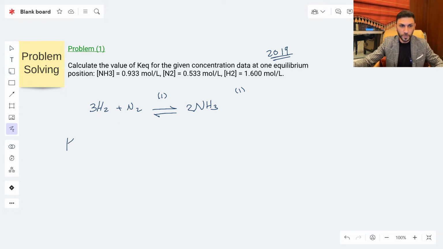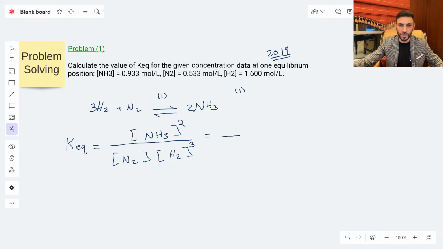Number 2, K equilibrium. We need to write the expression for the equilibrium constant, which equals products always over reactants, each one raised to the power of the number of moles in the balanced chemical reaction, or the stoichiometry in a balanced chemical reaction. The products are NH3. The number of moles is 2, so to the power of 2. The reactants are N2 to the power of 1 and H2 to the power of 3.